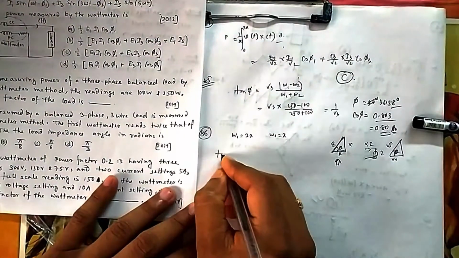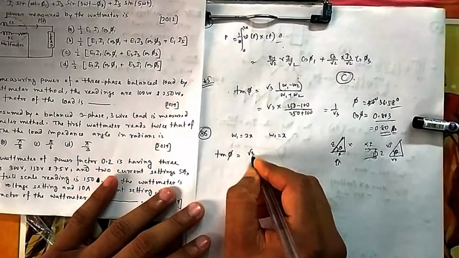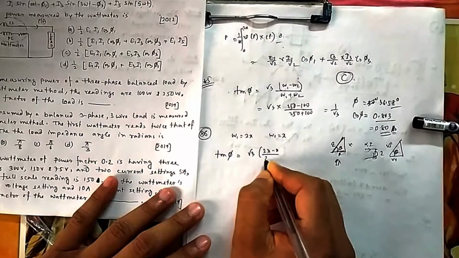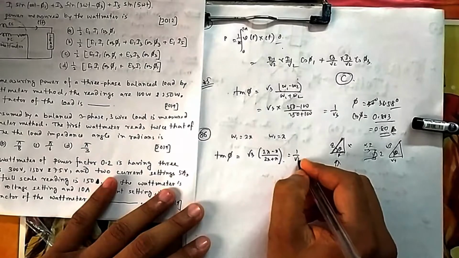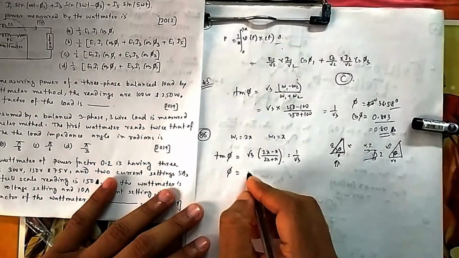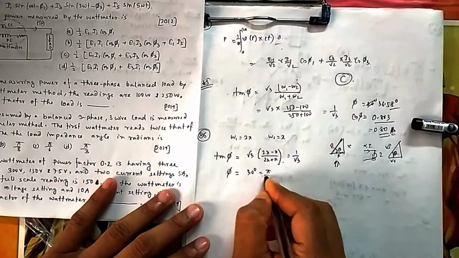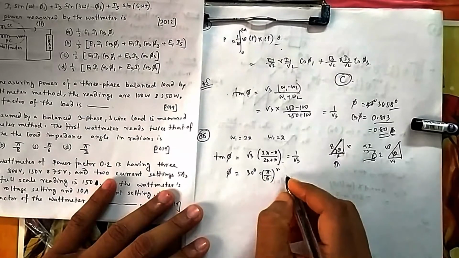So tan phi is equal to root 3 times (W1 minus W2) by (W1 plus W2). If you do this, you will get 1 by root 3, that is phi is equal to 30 degrees, and that is pi by 6 radian. That is your option C.